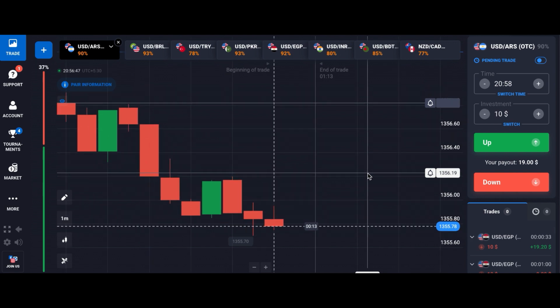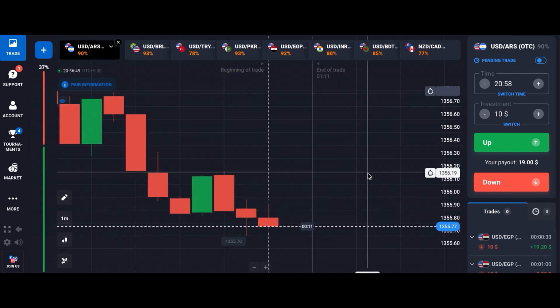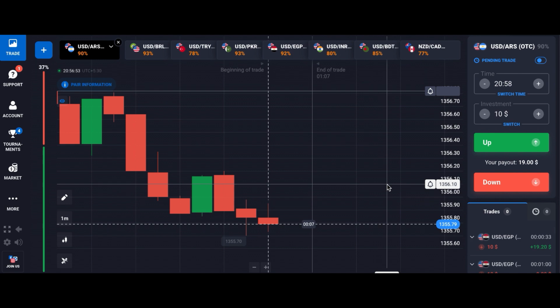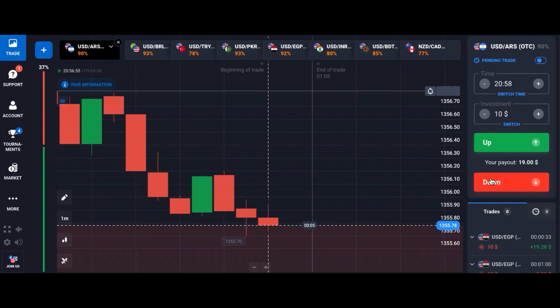Okay, this will be our last trade and that will give us a huge profit. I promise you that will give us a huge profit. This will be our last trade.